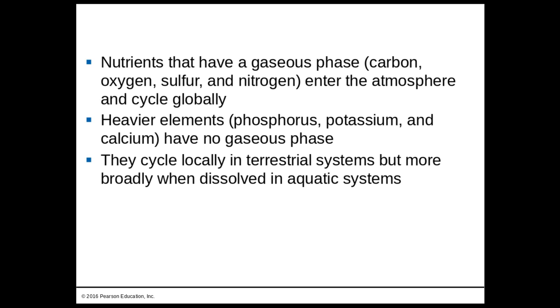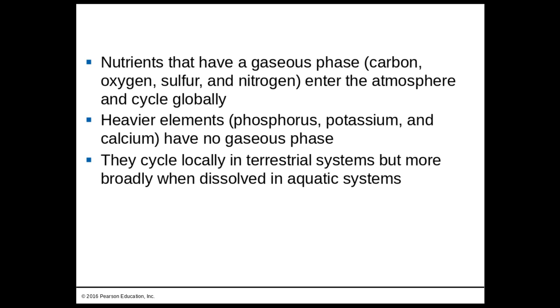We have some nutrients that have a gas phase. They're able to exist in the gas phase. So carbon exists a lot as carbon dioxide, oxygen, O2, sulfur, S2, and nitrogen, N2, can enter the atmosphere. So because they can exist in the atmosphere as gases, they can cycle globally.